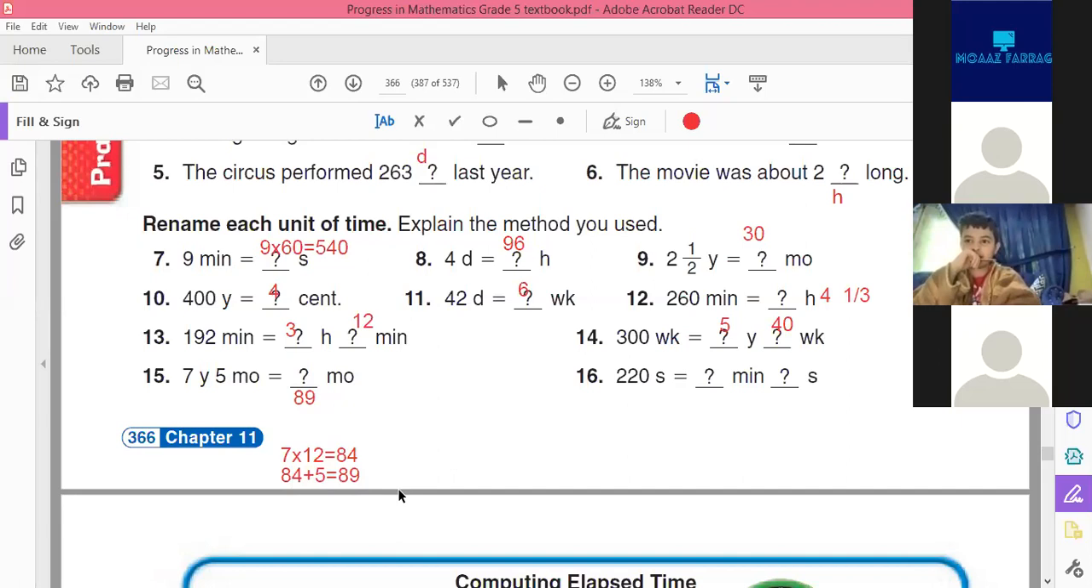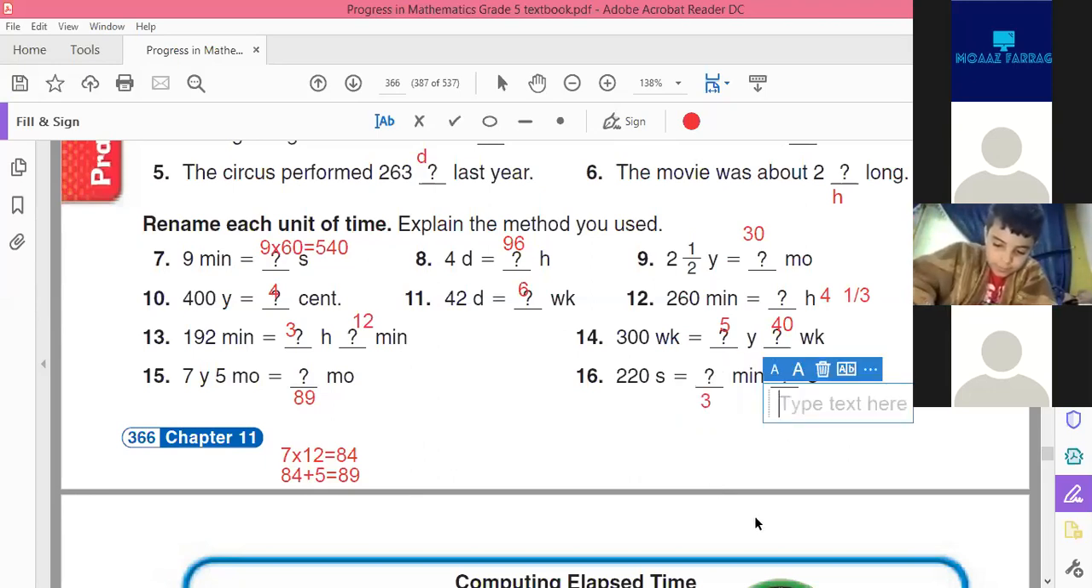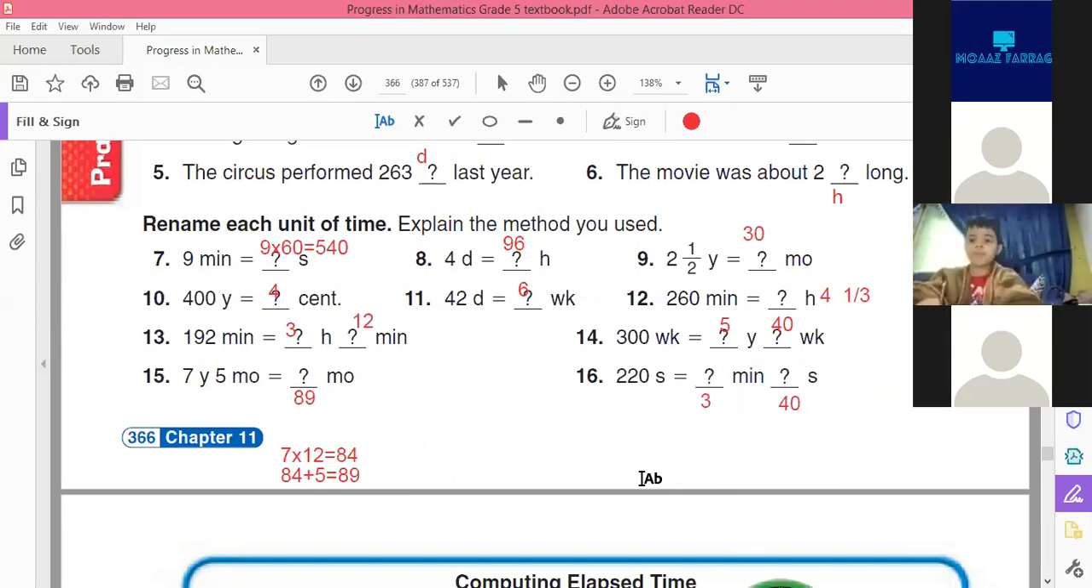Next one. In 220 seconds, how many minutes and how many seconds will there be? 60 seconds makes 1 minute. 3 minutes and 40 seconds. 3 minutes and 40 seconds.